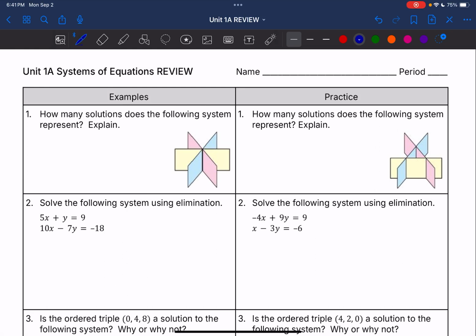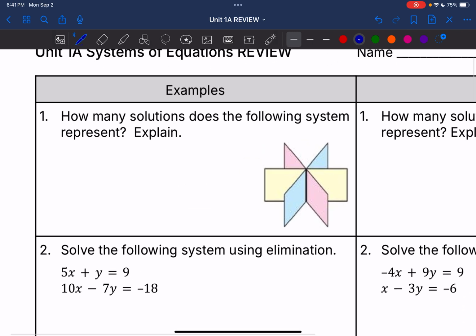Hey everyone, tomorrow we will be taking our Unit 1A Systems of Equations test. So today we're going to be doing our review over that topic. On your paper, it should be an examples column and a practice column. In this video, I'm going to go over all of the problems on the example side, leaving the practice problems for you guys to practice on your own.